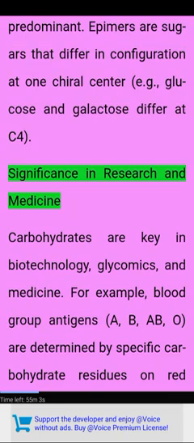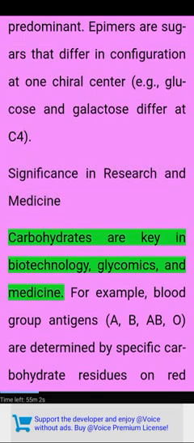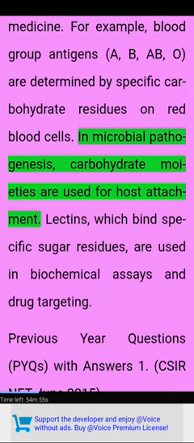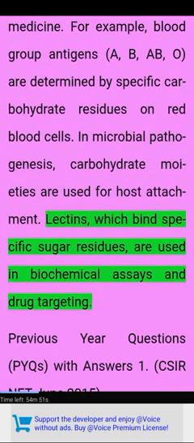Significance in research and medicine. Carbohydrates are key in biotechnology, glycomics, and medicine. For example, blood group antigens A, B, AB, O are determined by specific carbohydrate residues on red blood cells. In microbial pathogenesis, carbohydrate moieties are used for host attachment. Lectins, which bind specific sugar residues, are used in biochemical assays and drug targeting.